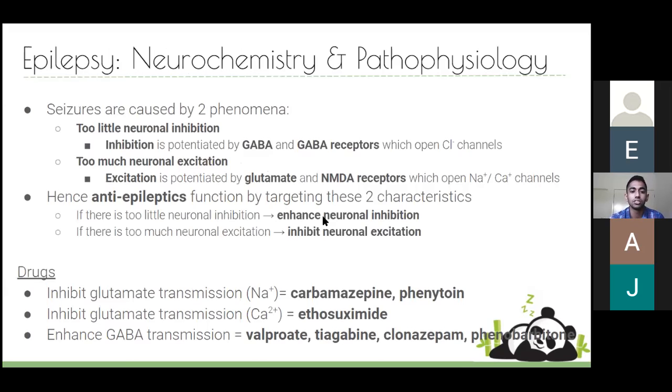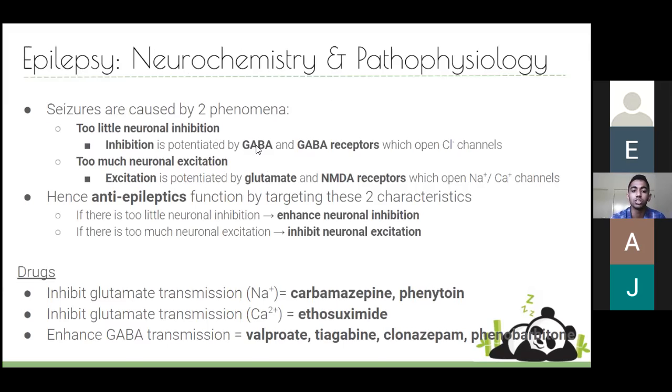All right, so what's the neurochemistry? What's the pathophys going on? Like I said before, it's too much abnormal neuronal excitation. So either we've got too little inhibition or we've got too much actual excitation. It's going to be one or the other that's causing these seizures and epilepsy.